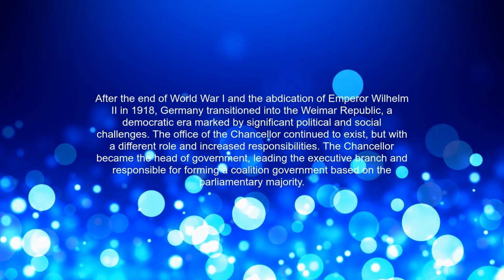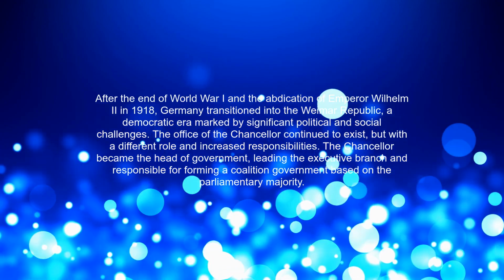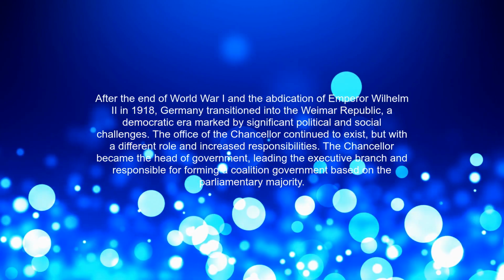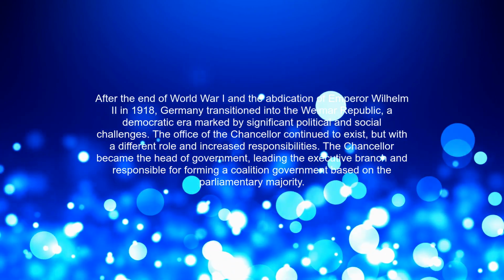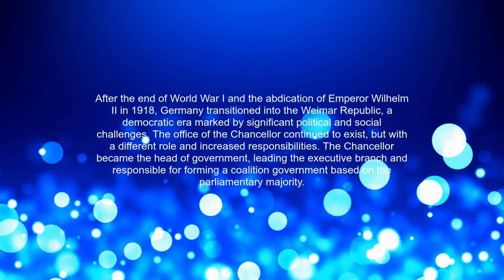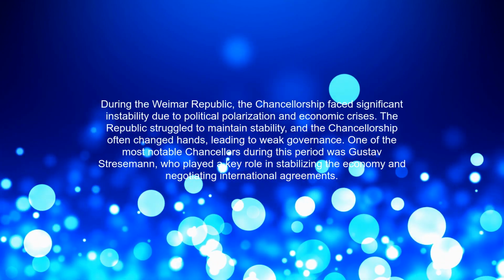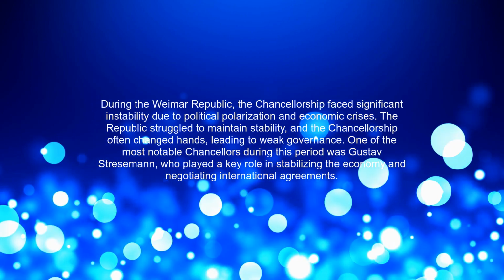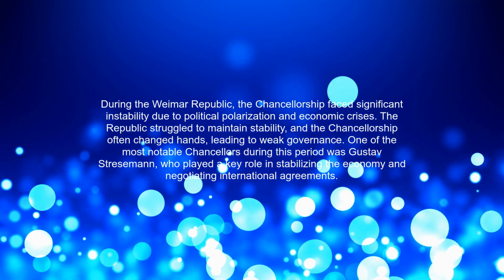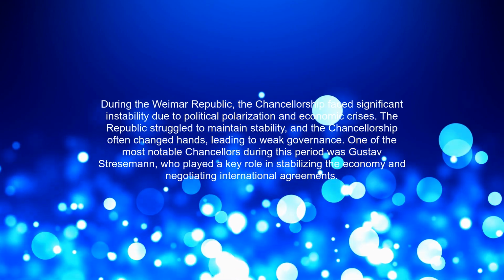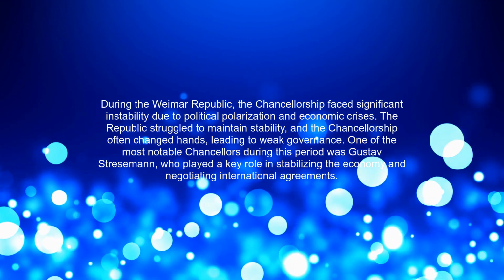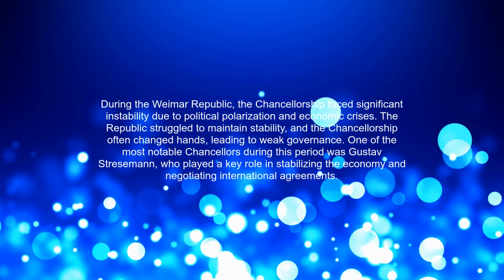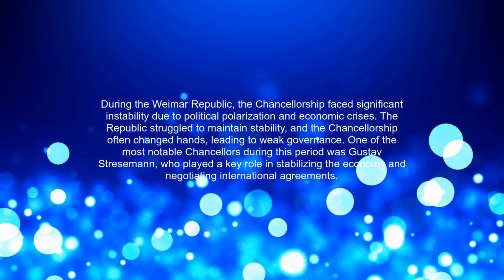The Chancellor became the head of government, leading the executive branch and responsible for forming a coalition government based on the parliamentary majority. During the Weimar Republic, the chancellorship faced significant instability due to political polarization and economic crises. The republic struggled to maintain stability, and the chancellorship often changed hands, leading to weak governance.